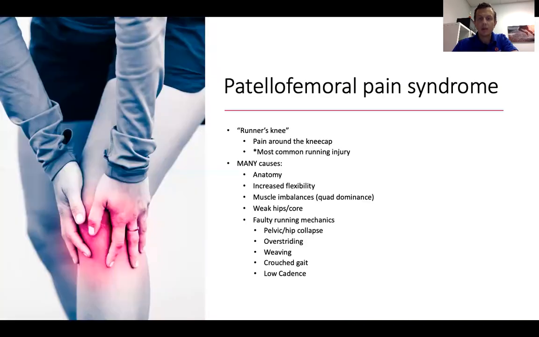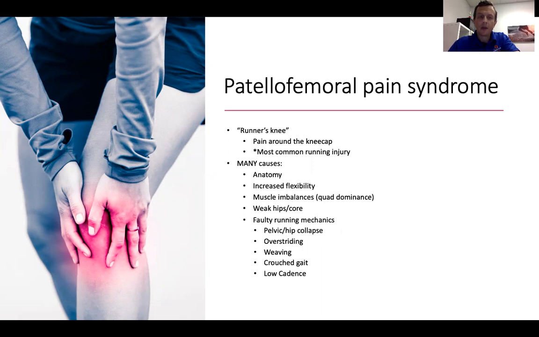So the most common, research would show, running injury is patellofemoral pain syndrome, also known as runner's knee, which is pain around the kneecap. We usually see this after running. A lot of times this doesn't hurt that much during. If it hurts a lot during, it's just a more advanced case. There are many causes to this. Your anatomy, this is more common in women than men.